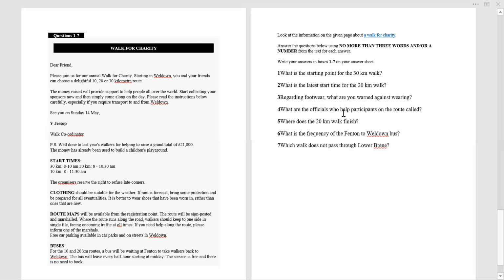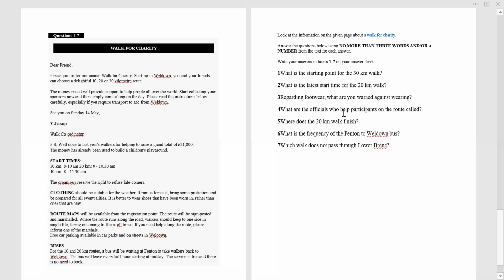Which walk does not pass through Lower Breen? So this is not there in the passage. Which one? The last one? Lower Breen. I can't find it. Yes, ma'am. Maybe I just quickly copied the text and missed that piece. So the answer to this one is the 10-kilometer walk, and I'll let you know where in the passage it is. Just a sec, let me see if I missed it or it's already there in the passage.